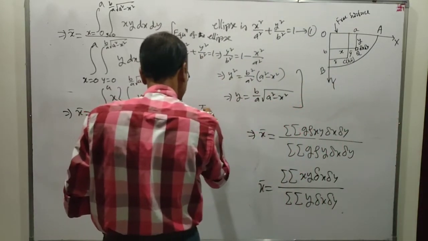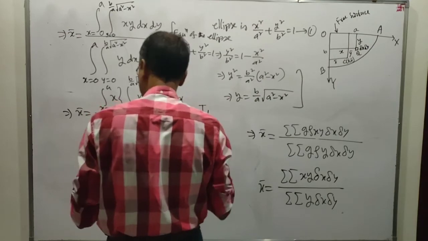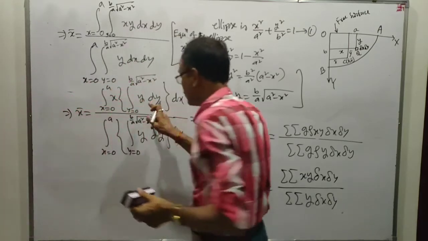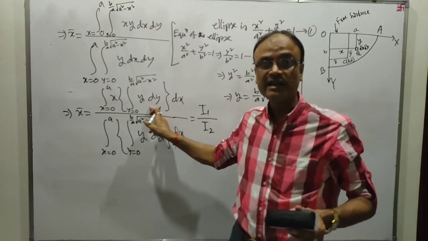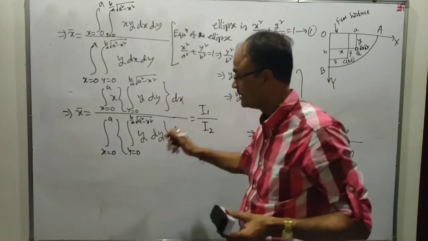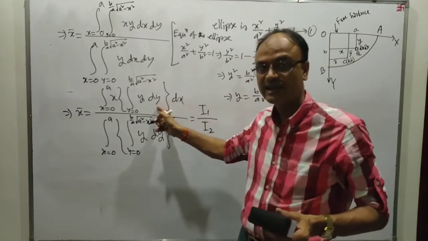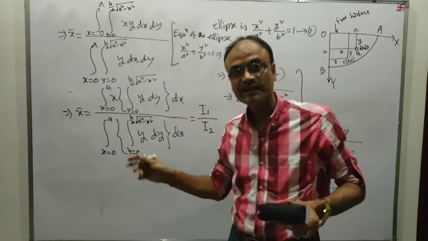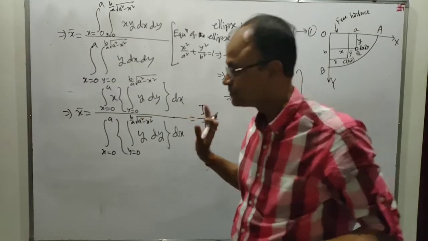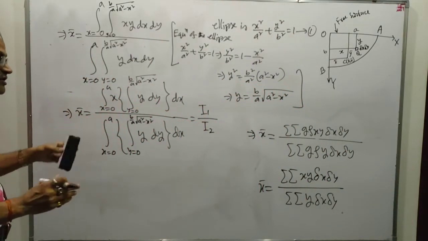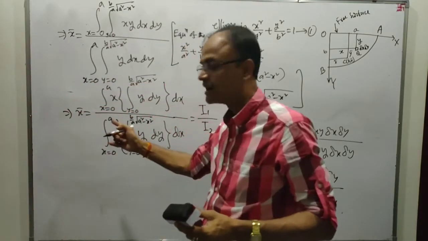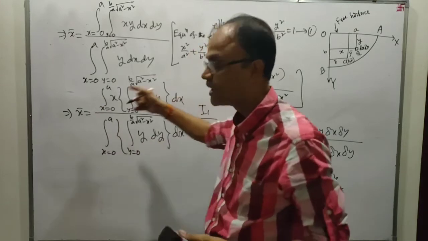Suppose this is integration I1 by I2, where I1 is equal to this integration in the numerator, and I2 is equal to this integration in the denominator. These integrals will be calculated later on. First, I want to find y bar. Find the expression for y bar.